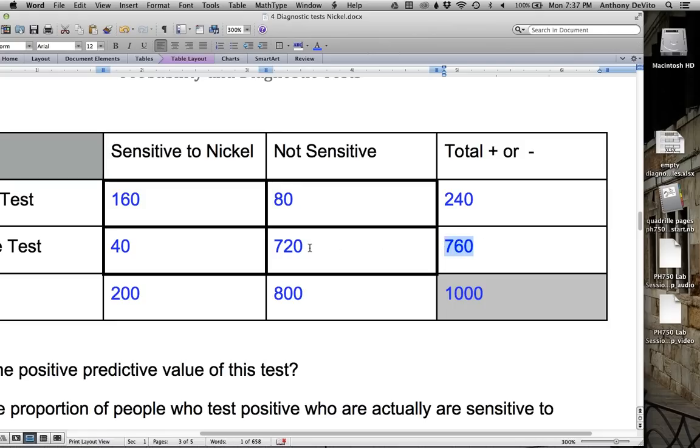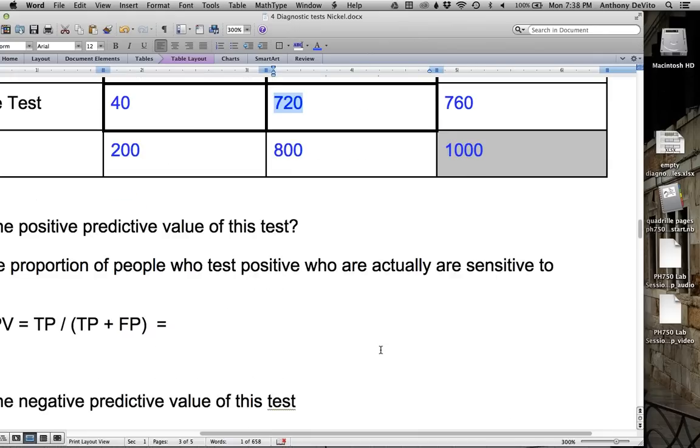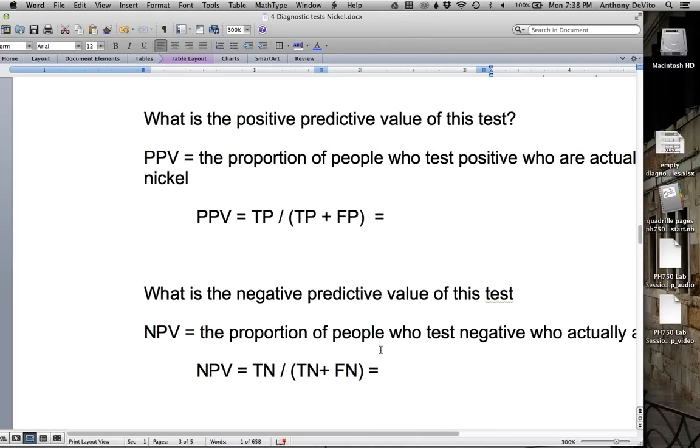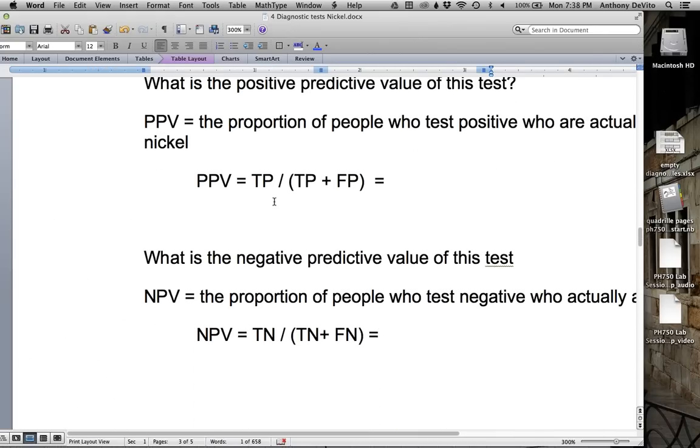And how many people were actually negative in that population? 720. So 720 over 660 is your predictive value. If you look at that in terms of numbers, it's a lot more intuitive, listening to it that way, than looking at the formula. Positive predictive value is the number of true positives over the true positives plus false positives. In other words, the total number of positives.